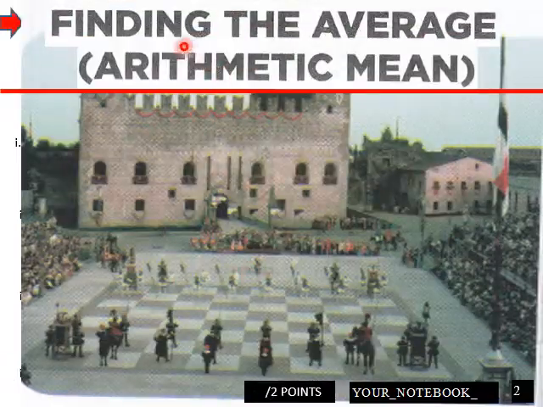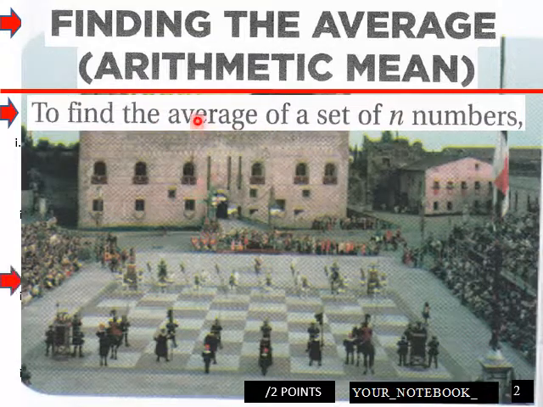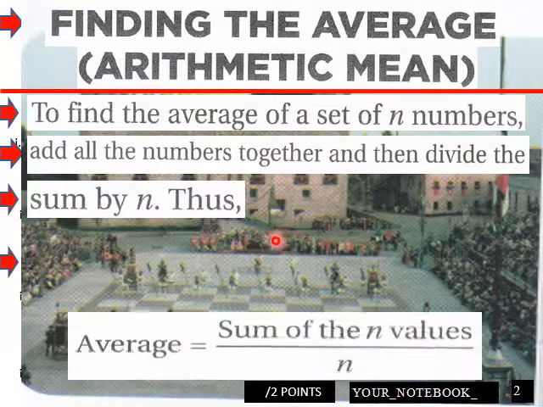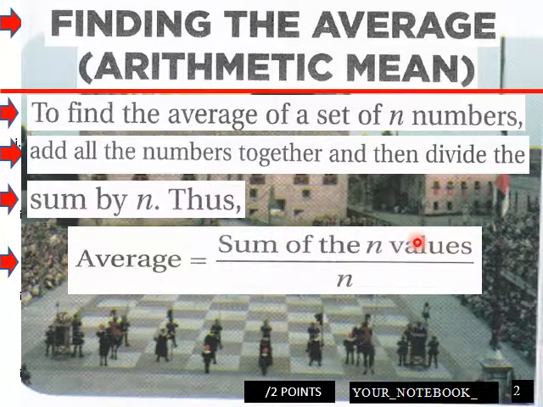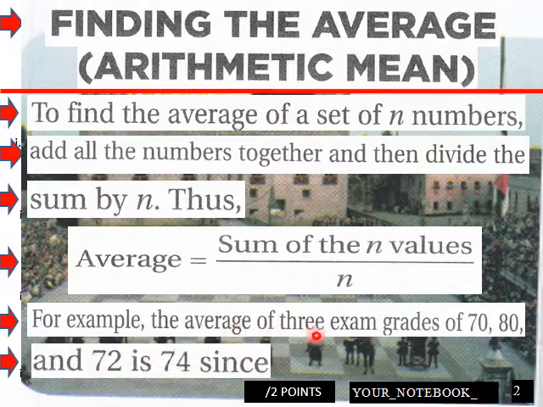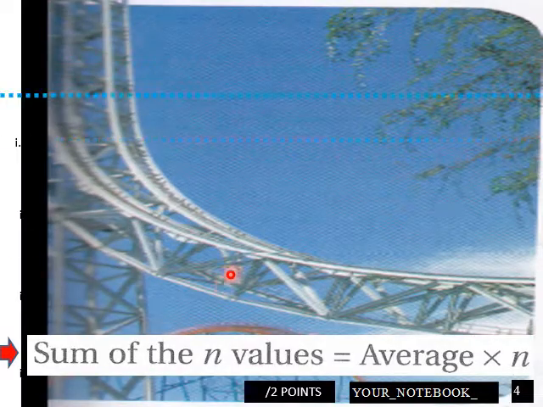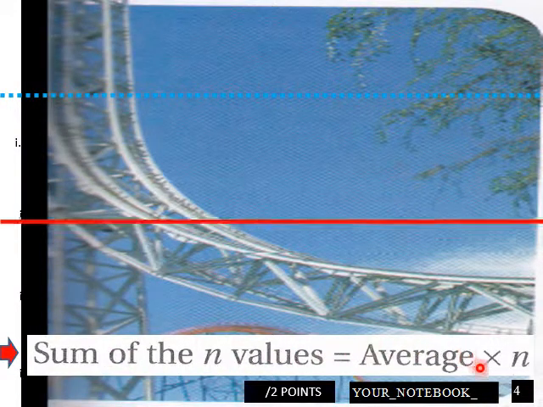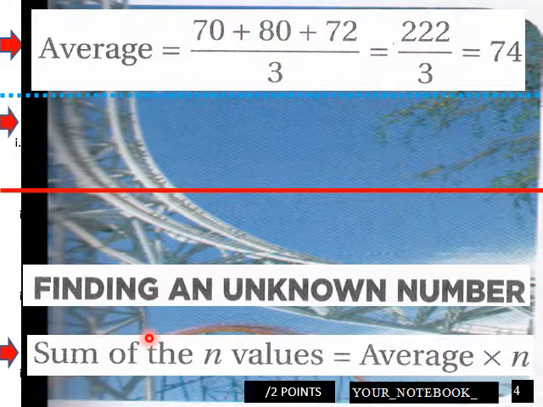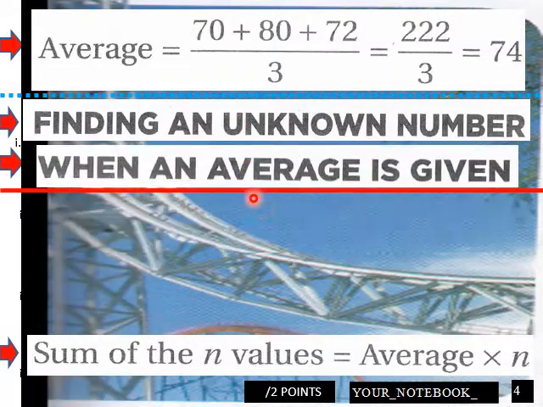What does that mean? Find the average, or arithmetic mean, of a set of n numbers: add the numbers and divide by n. So, sum of values divided by n values. For example, the average of 3 exam grades would be what? Sum of the n values equals average times n. So the average would be 70 here. We add all these and divide by 3. We get 74.